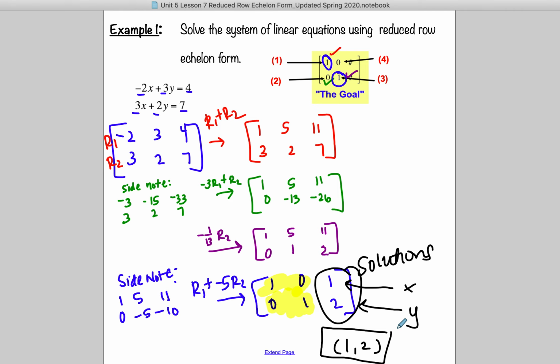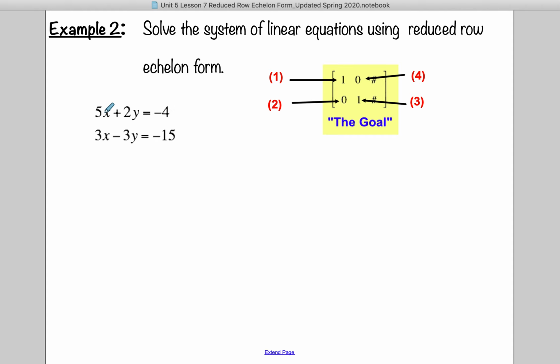Okay. Let's try another one. If you're feeling a little iffy, it's going to be okay. So let's give another one a try. Okay. Let's write this one down. So we start with our expanded matrix. That's just writing down all the coefficients and then our constants. So I have 5, 2, negative 4, 3, negative 3, negative 15.